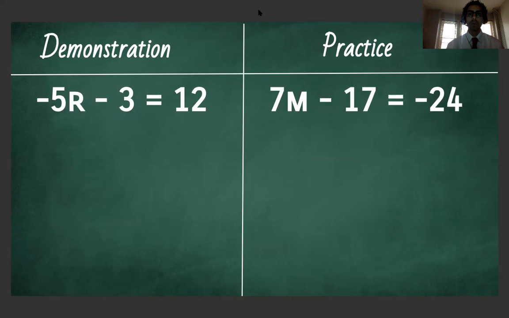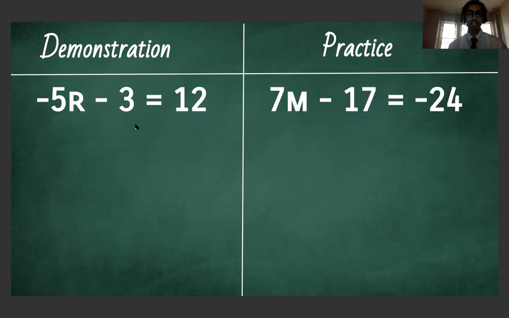Okay. So as we did before, I'm going to go ahead and walk us through this first one. And then you guys are going to have the opportunity to press pause on the video and work through the second example. So over here, we have negative 5r minus 3 equals 12. As always, I have my variable, my coefficient, and my constants, right?